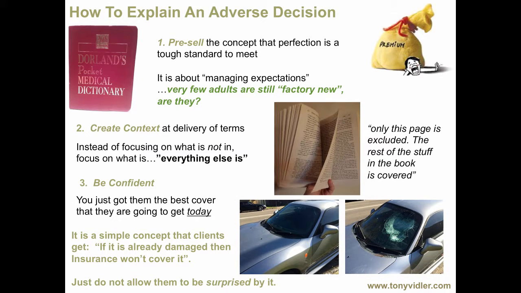Another way of explaining it to clients, which they get every single time, it's a very simple concept. If something is already damaged, you can't insure it. You can only insure it when it's not damaged. So the car on the left, we can insure for windscreen replacement. The car on the right, we can insure the car, but the windscreen replacement, that's going to be excluded.